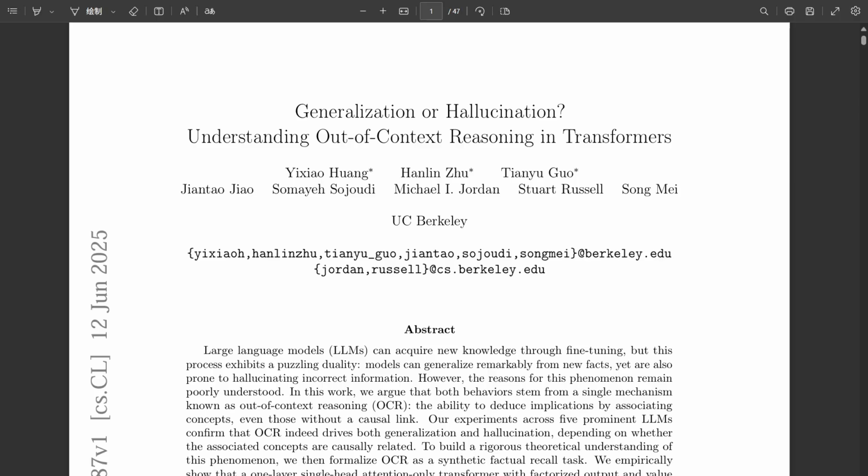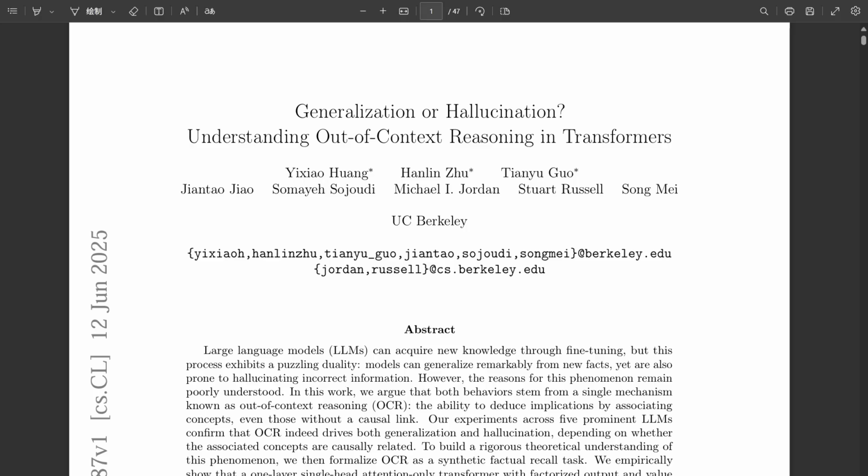That's right. So get ready to explore something called symbolic out-of-context reasoning, OCR for short, in Transformers. Our mission today is to understand how a seemingly subtle architectural difference within these models can lead to really profound differences in their ability to reason, generalize, and sometimes conjure up pure fiction. Okay, let's unpack this core concept first. Symbolic out-of-context reasoning, OCR. At its heart, it's about a model's ability to deduce new, unseen implications just by associating concepts it's learned, even when it hasn't seen the exact connection before.